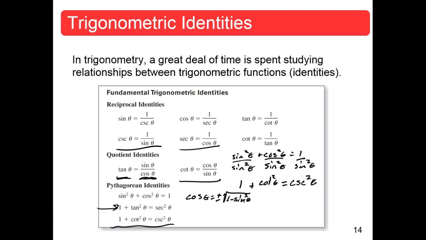Or you can subtract 1 from both sides and have tangent squared theta is equal to secant squared theta minus 1. There's another Pythagorean identity. And you can take the square root of both sides of that and have tangent theta is plus or minus the square root of secant squared theta minus 1. Determine the sign by where you are. There's lots of different ways you can write this, and they're all fairly easy to get from that basic one.